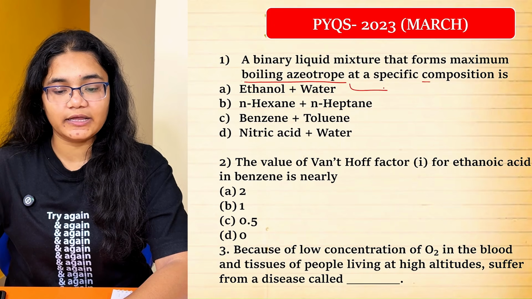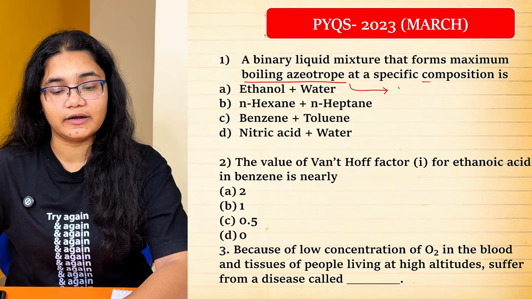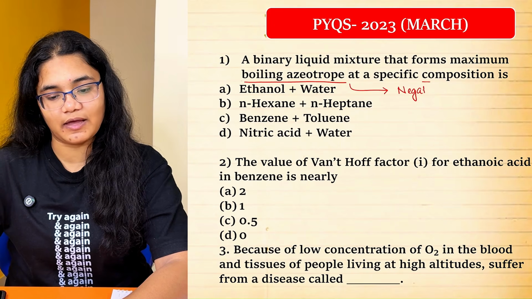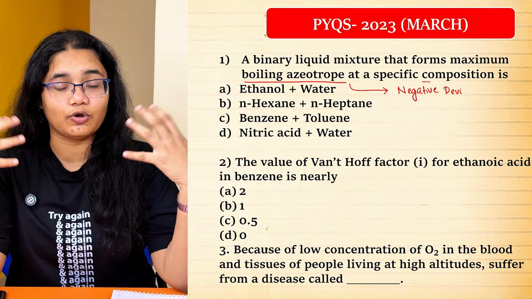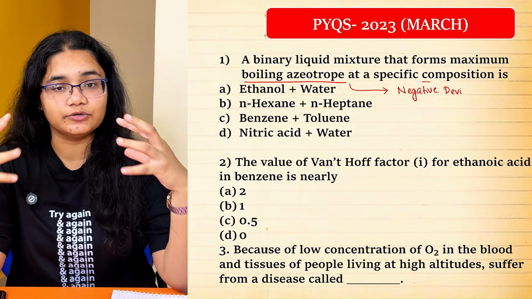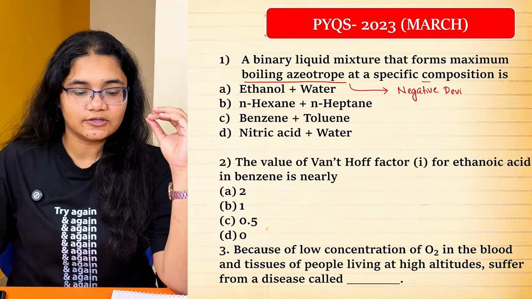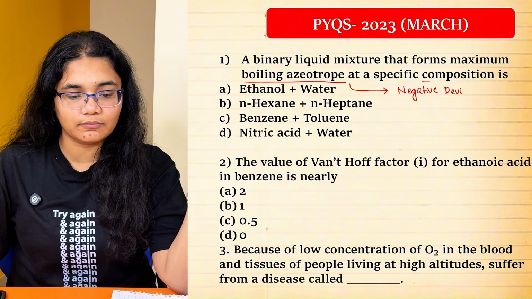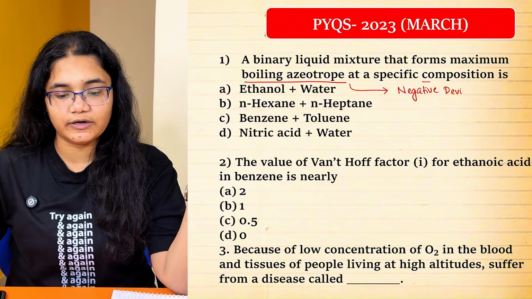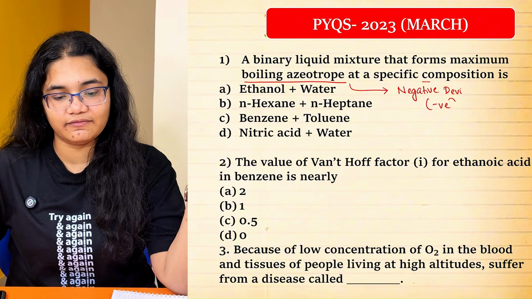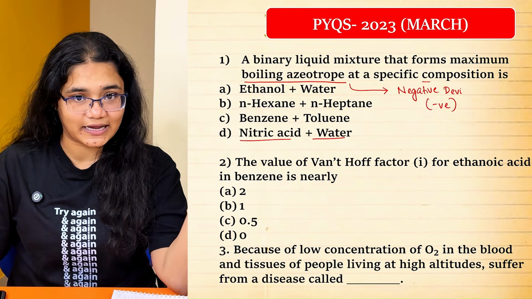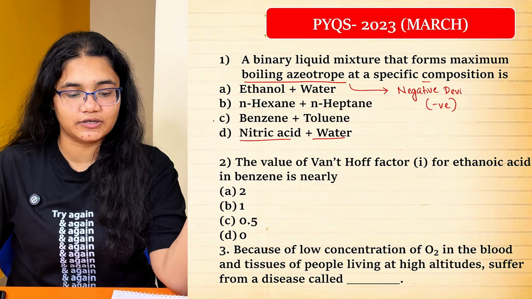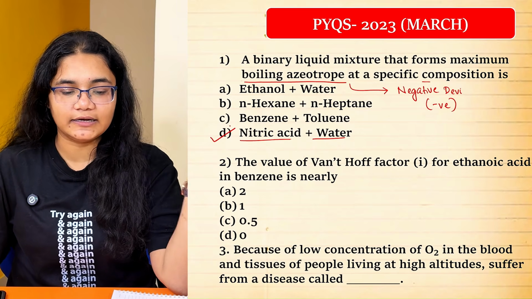Now maximum boiling azeotrope is given by what? Negative deviation, right? If you have negative deviation, then there is strong attraction and it takes a lot of time to boil the solution and the boiling point increases. So which of the following will have a maximum boiling azeotrope? You need to find something which is having negative deviation, right? So nitric acid and water shows negative deviation. There's very strong attraction here. So that is why option number D here.